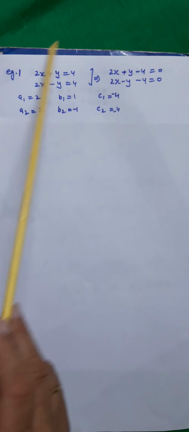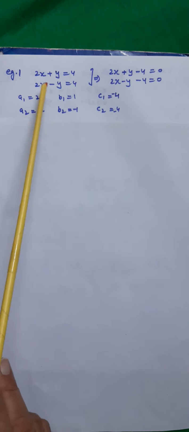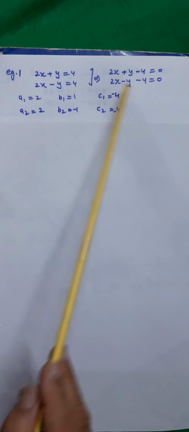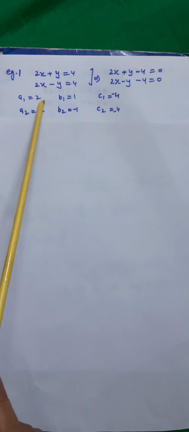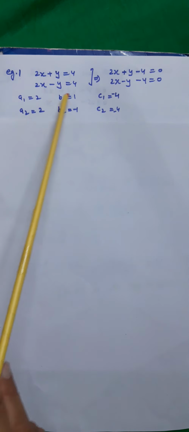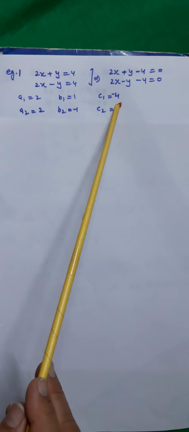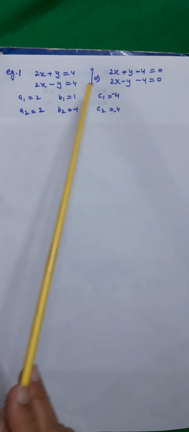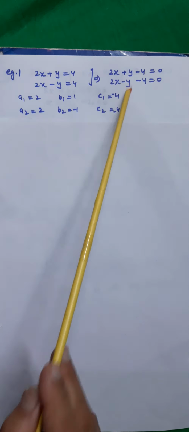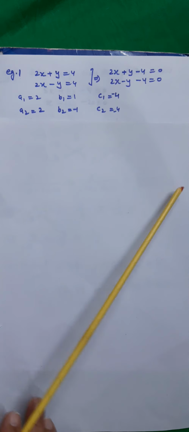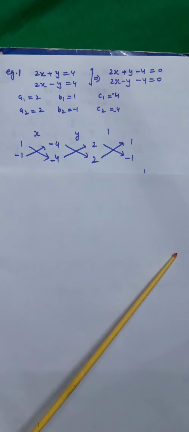2x plus y minus 4 is equal to 0. 2x minus y minus 4 is equal to 0. Now I will select my A1, B1, C1. A1 is 2, B1 is 1, C1 is minus 4. A2 is 2, B2 is minus 1 and C2 is minus 4. Now writing the formula.